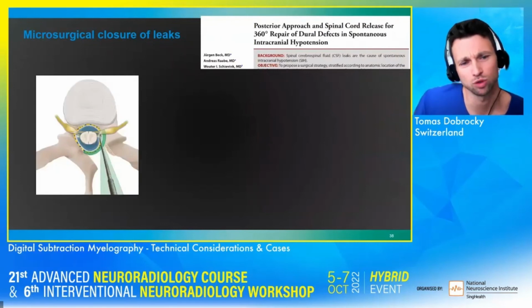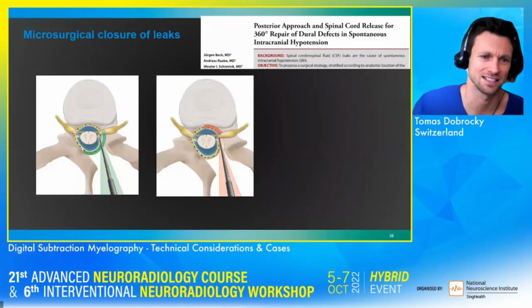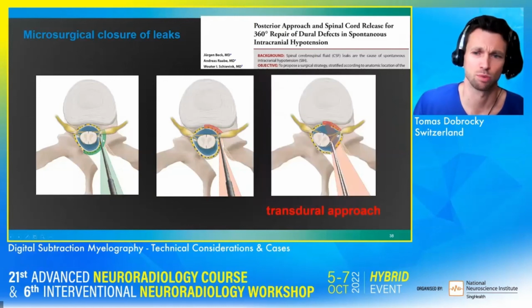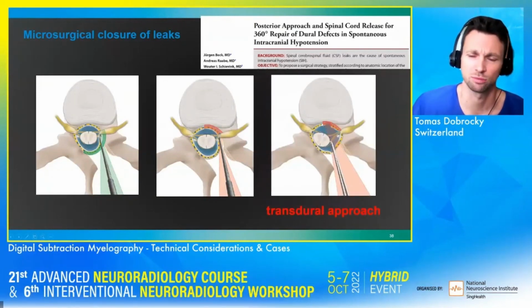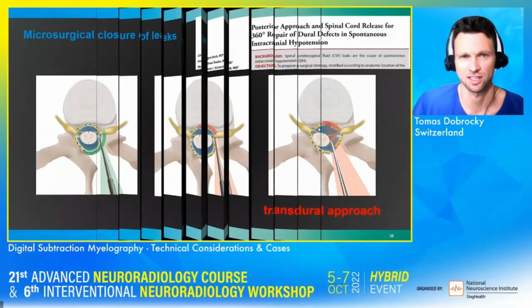Surgery, how do surgeons approach? Depending on where the leak site is, they can do a lateral approach. But a lot of times the spurs are at the ventral part, and they have to go transdural, and they have to mobilize the myelon and approach transdurally, visualize the penetrating spur, and then seal the thecal sac.